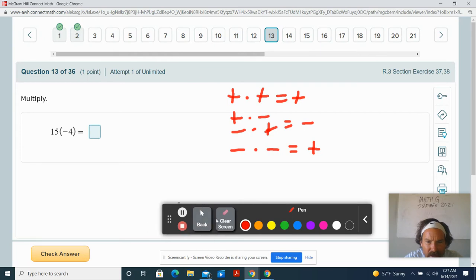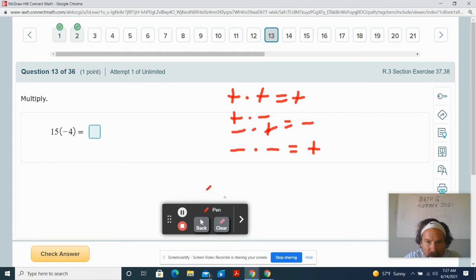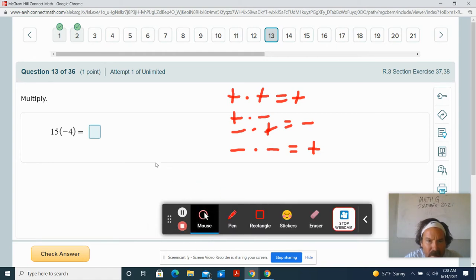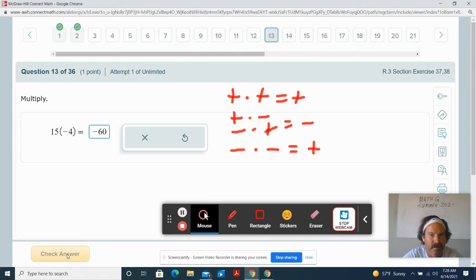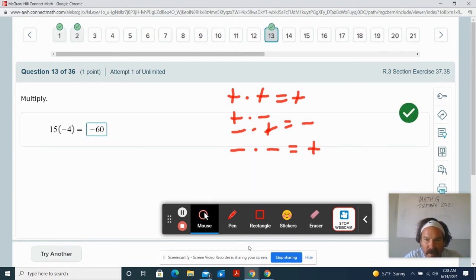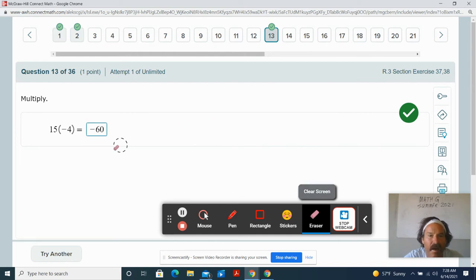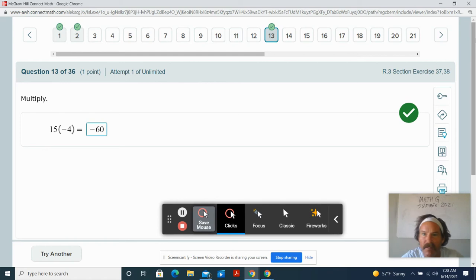Let's see if I can get my screen back here. How do I do this? Back. I do not want the pen. There we go. Okay, so then I could just type in negative 60 here. Okay. Clear screen. There we go. Okay, so there's 13. I want to skip to 15.